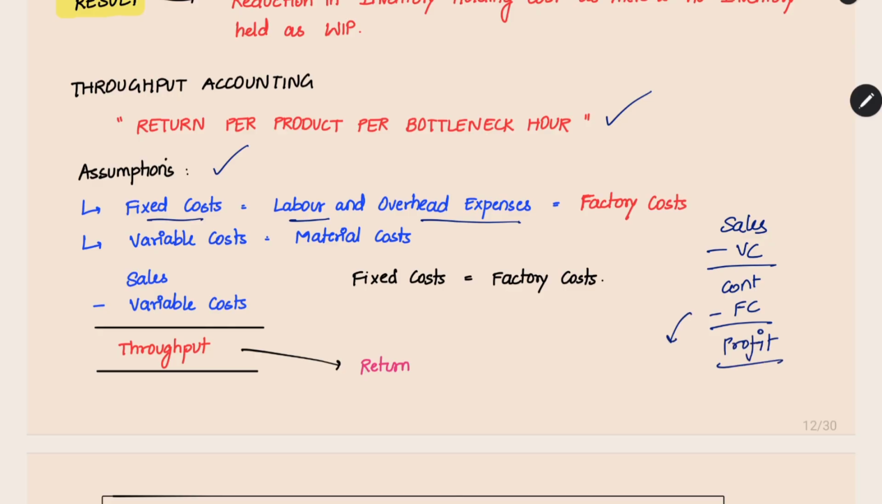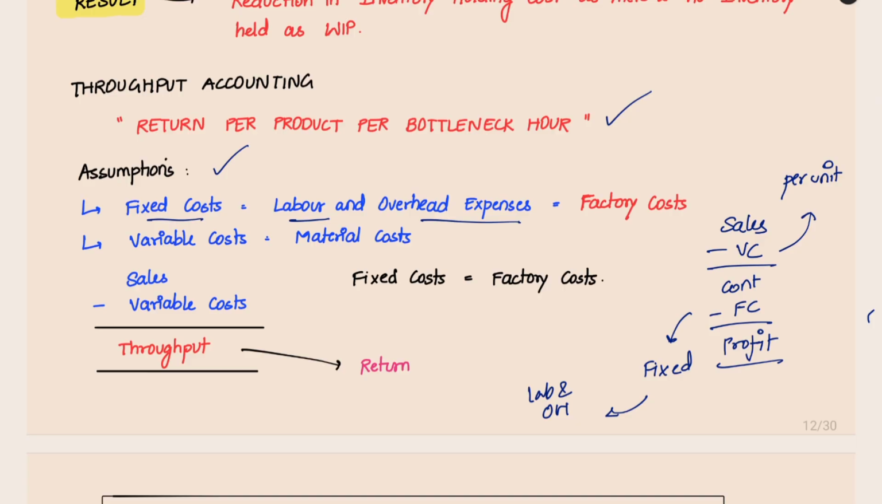In this, fixed cost will be separate, variable cost will be separate. Variable cost will be calculated on a per unit basis. Fixed cost will be fixed irrespective of any change in volume of output. This is the basic logic. In throughput accounting, what is a fixed cost? They are telling that fixed cost is the labor and overhead expenses. Why are labor and overhead expenses fixed cost? They are considering it as fixed and assuming it as factory cost. This is the assumption in this method.